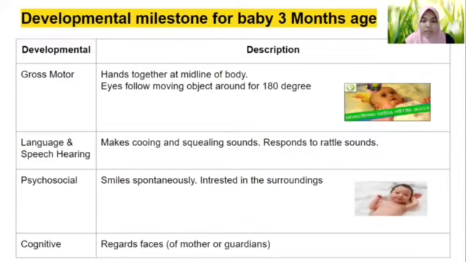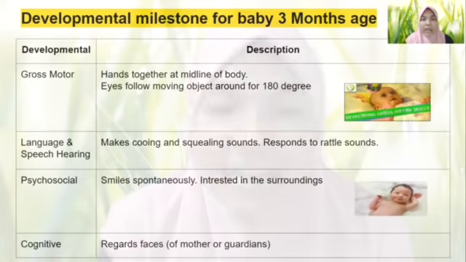Cognitive: when regarding faces, most babies in the early ages of their development tend to recognize their mother and father by 3 months. Then when they reach 4 months and above, they start to recognize and are comfortable with the people that they always see. Next, I will be demonstrating the anthropometry for a baby of 3 months.